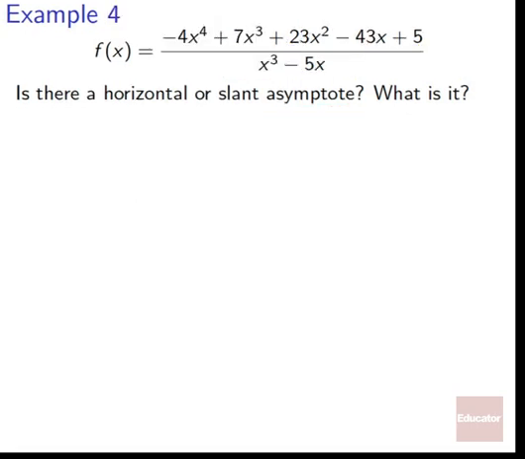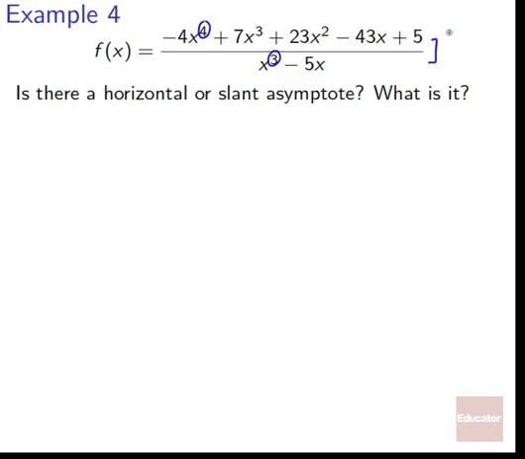All right, final example. So at this point, we've got negative 4x to the fourth plus 7x cubed plus 23x squared minus 43x plus 5 over x cubed minus 5x. We're asked, is there a horizontal or a slant asymptote, and then what is it? First thing we do is we look at our degrees. We've got 4 on the numerator, 3 on the denominator.